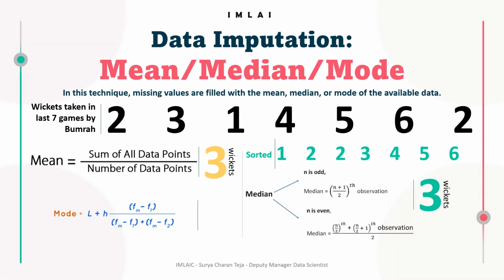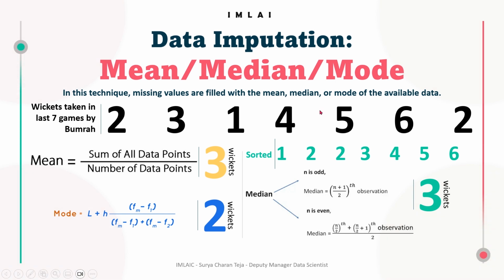The mode of this data is 2 wickets, because the most occurring data point is known as the mode. It's 2 wickets. So this is how we summarize our data set. On average, using mean he has taken 3 wickets, using median 3 wickets, and using mode 2 wickets. Got it? Now let's take one example.